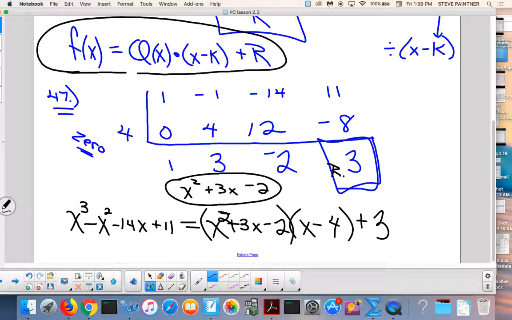Anyways, that's it. And you know what you're really doing over here? You're foiling, okay, but aren't you checking your answer? This is just another form of saying, check your answer. Take answer times divisor, add remainder, see if you get what you started with. Are we going to do this? No. Just write your answer like that. 48's the same thing.